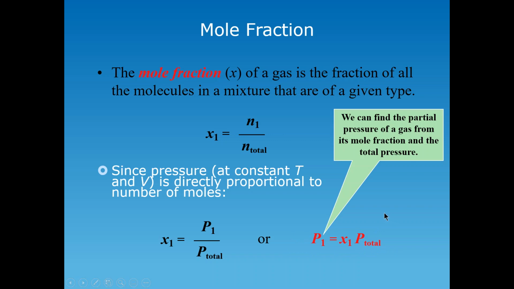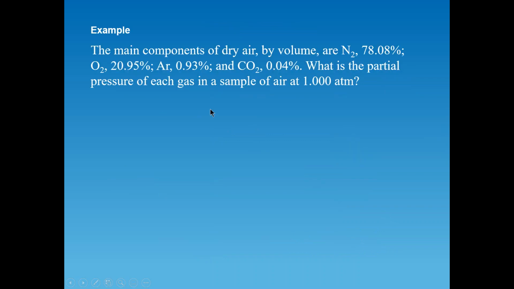All right, so with that out of the way, let's look at this example. So again, they're dealing with a sample of dry air. It gives you the percentages by volume of each gas that is present. And the question is asking, what is the partial pressure of each gas in a sample of air? So basically, to answer this question, we're going to use the equation P1, the pressure of gas 1, is equal to the mole fraction of gas 1 times the total pressure, right?